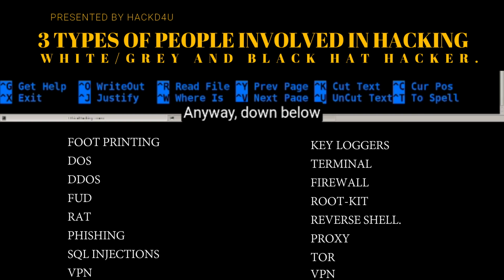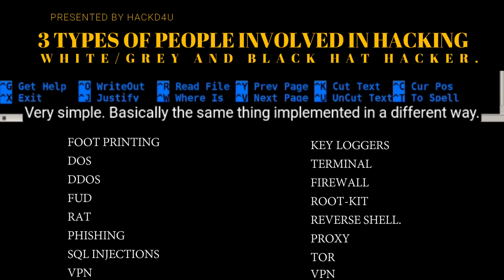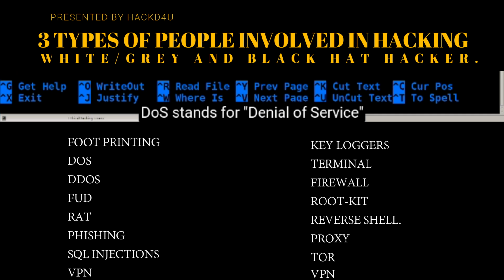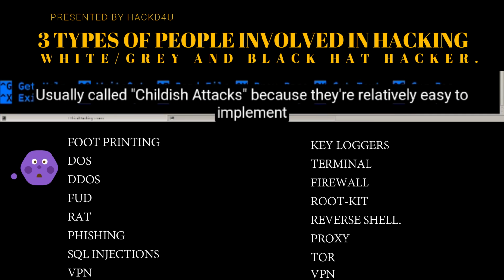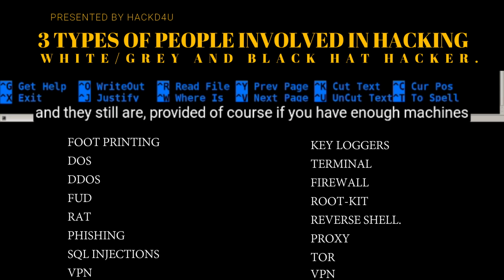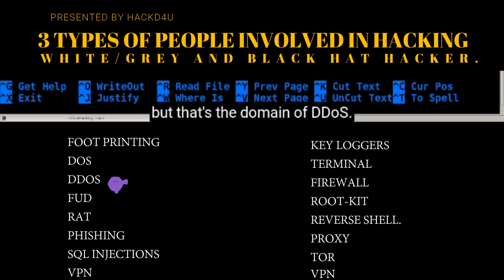Anyway, down below you have certain types of attacks. You have DoS and DDoS. Basically the same thing implemented in a different way. DoS stands for denial of service, usually called childish attacks because they were relatively easy to implement, and they still are, provided of course you have enough machines, but that's the domain of DDoS.